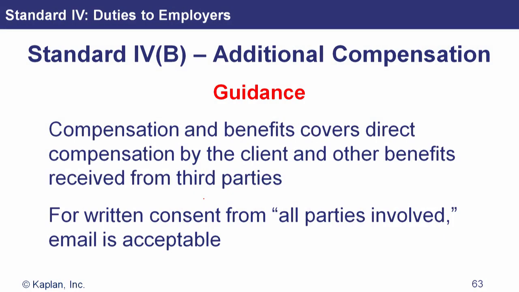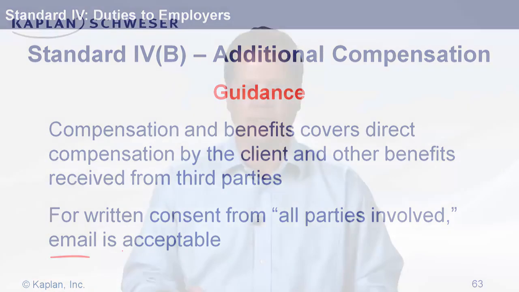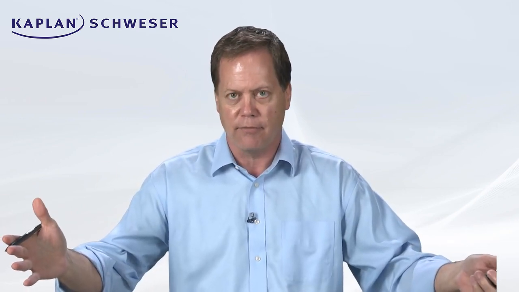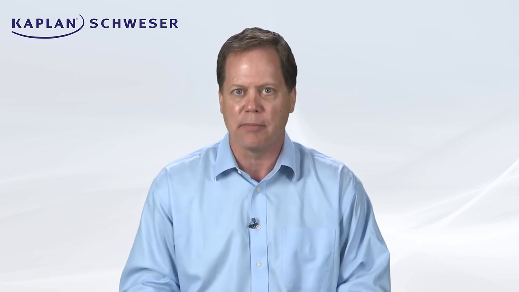In terms of guidance here, compensation and benefits covers direct compensation by the client or other benefits received from third parties. So it doesn't matter who it's coming from. Okay, the idea of written consent from all parties. Okay, email is fine. So in all the cases here where they talk about written parameters, electronic communication is within the scope of the ethics and of the Code and Standards. Okay, email counts as written communication, generally, specifically mentioned here.